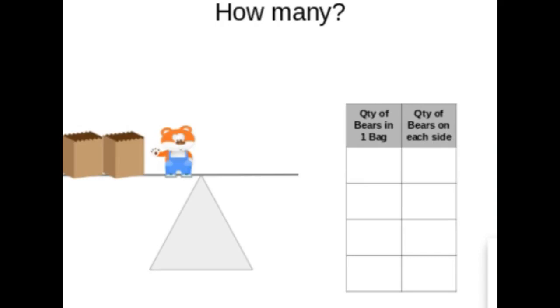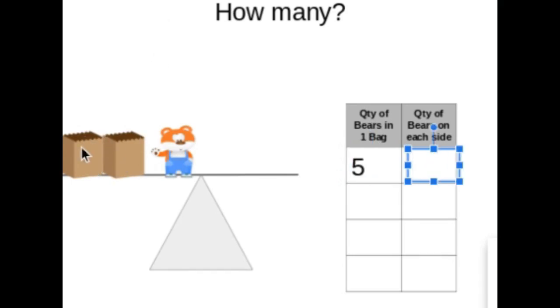Here is where it gets even more interesting. So here we've got, it's become a little bit more challenging, right? The bags still have to have the same quantity of bears in each one, but now we've started having bears on the outside as well. Okay, so quantity of bears in one bag. We're just going to use the same example of 5 to start with.